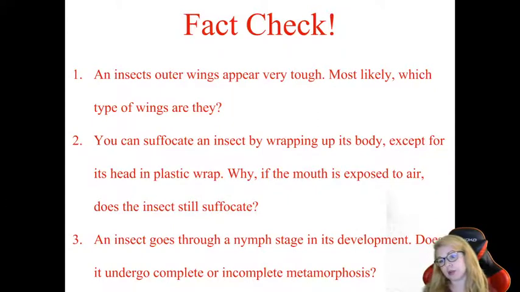And number 3, an insect goes through a nymph stage in its development. Does it undergo complete or incomplete metamorphosis? The answer, as we just said, is incomplete because it's going through a nymph stage, which is just 3 stages versus the 4 that we find in complete metamorphosis.